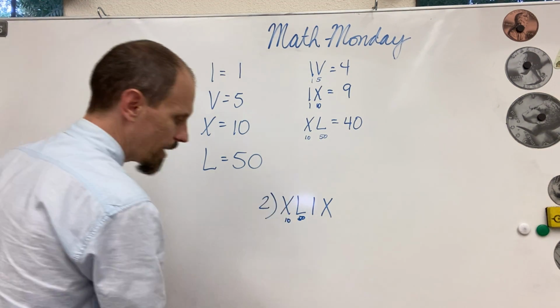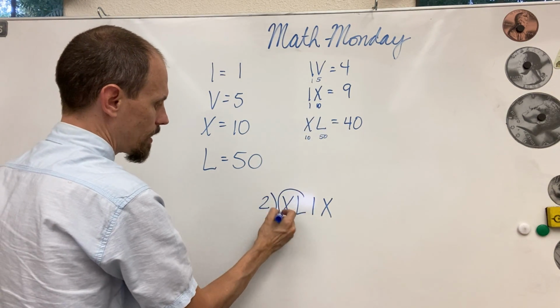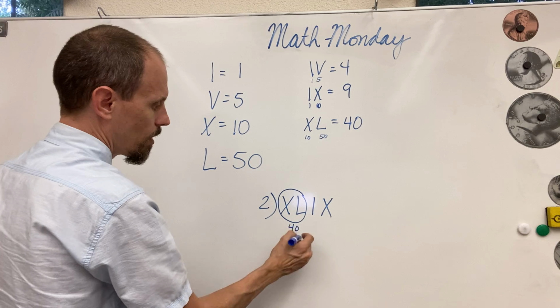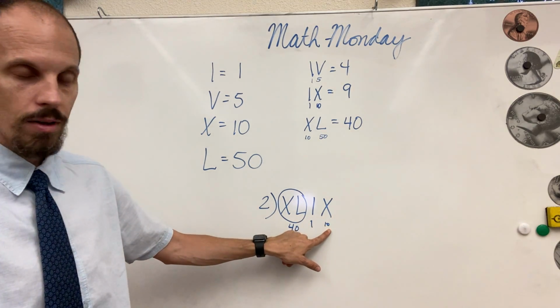But I noticed that XL somewhere. Where do you see that XL? Look, XL equals what? So let's circle our XL. That's going to be 40. Okay, 41 and 10. Oh my goodness. 1 is smaller than 10. That's not going to work.